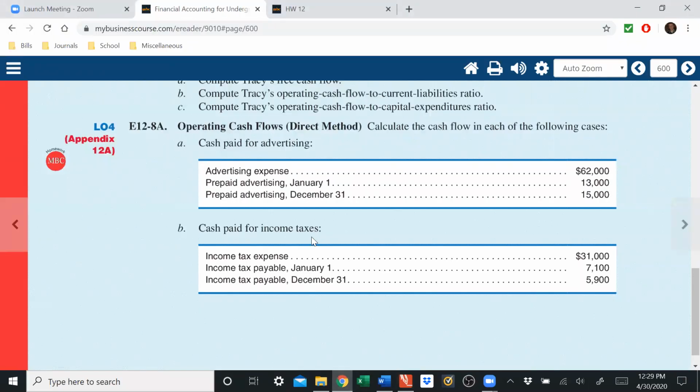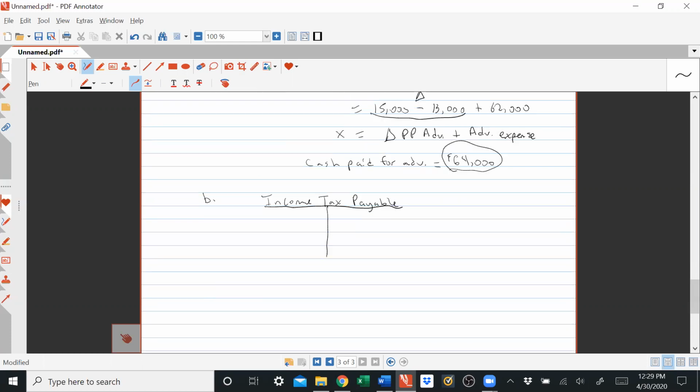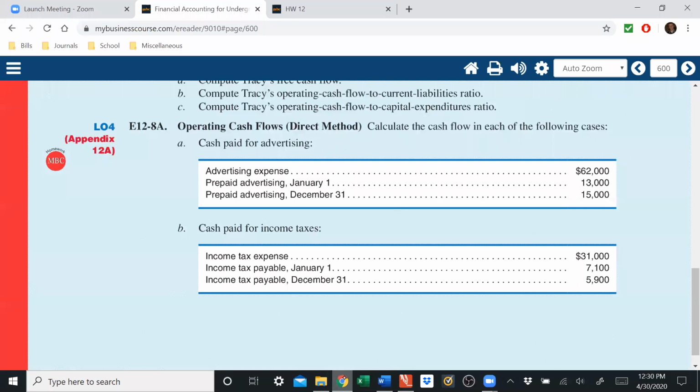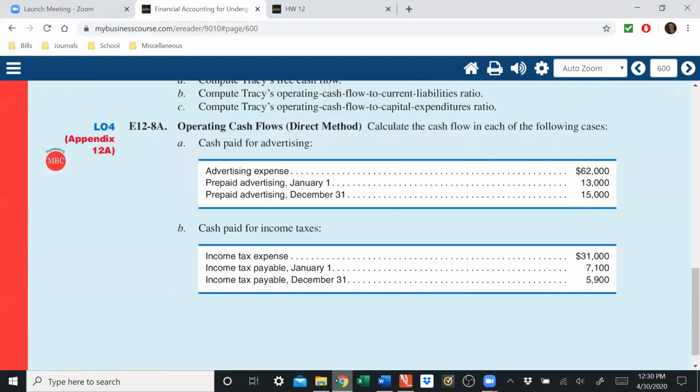Part B, cash paid for income taxes. The income tax expense on the income statement was $31,000. The related balance sheet account to help you figure out what cash was paid for income tax this period is income tax payable. The liability, of course, has a normal credit balance, and begins the period with a $7,100 balance. Income taxes payable at the end of the year equals $5,900. That's what they still owe the IRS as of the end of the year for income taxes. During the year, the income tax expense that they recognize is $31,000.